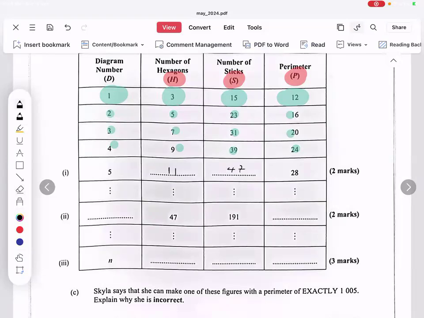That's it. Nice pattern. And then look at the pattern now for the perimeter. Perimeter is going up by what? 4. Yeah.